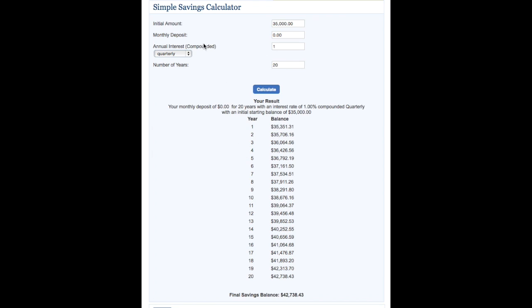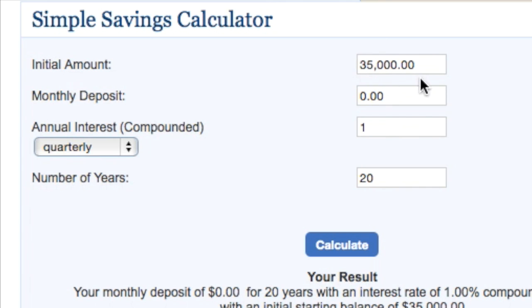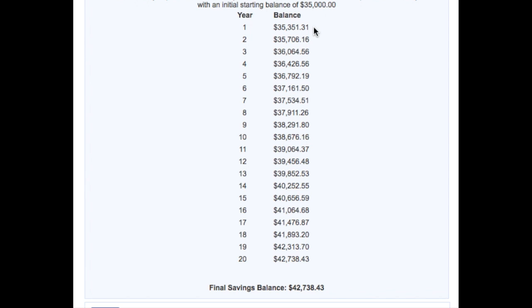Here's another computer example. Now I'm using a simple savings calculator that I found from Google. We're plugging in the initial value of $35,000. We're not adding anything, so $0. And our annual interest for quarterly was 1. As you can see, these are the values from year 1 to year 20. This is the year that we calculated before.